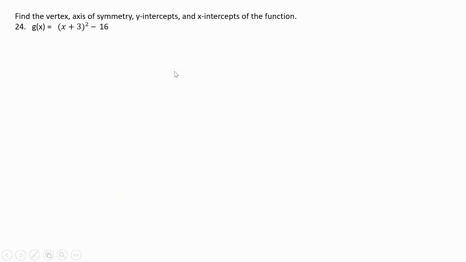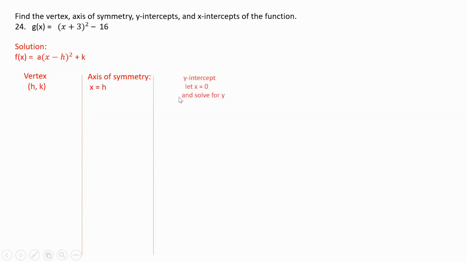Now this is also a quadratic equation, but this is called vertex form. If it's in this form, f of x equals a times (x minus h) squared plus k, the vertex is (h, k). The axis of symmetry will be x equals h. For the y-intercept, you're going to let x equal 0 and solve for y. And for the x-intercept, you're going to let y equal 0 and solve for x. Okay, so let's do it.